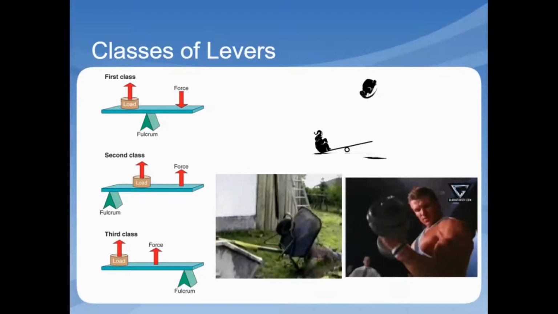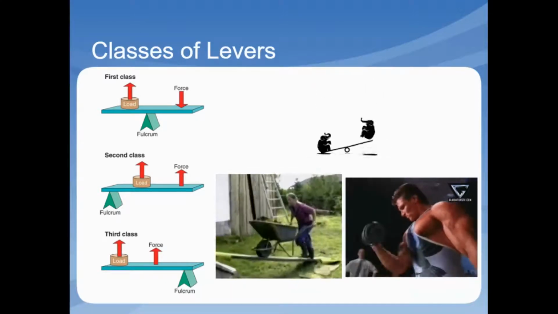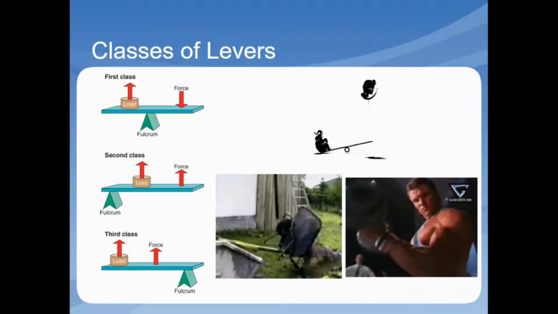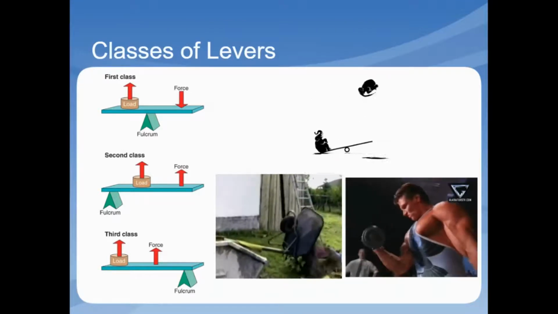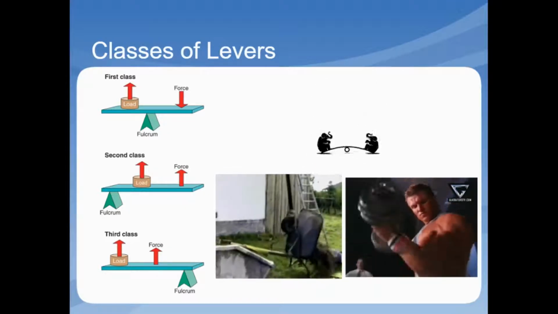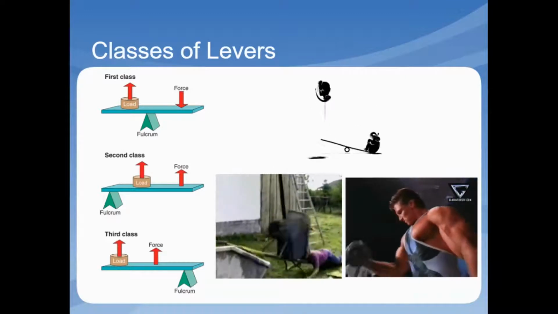The second class lever, an example being a wheelbarrow. Here, the load is between the force and the fulcrum. This uses mechanical advantage to ease lifting of a large weight. Other examples of a class 2 lever would be a car door or a pair of pliers.